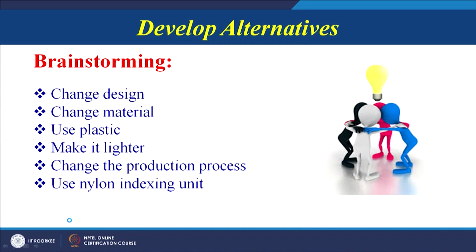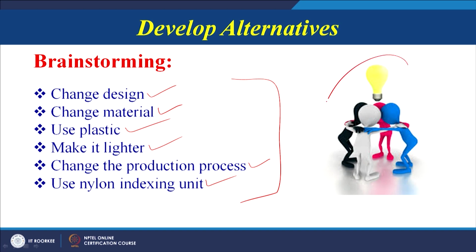So, with these brainstorming steps, we will try to develop alternatives for the situation at hand. We can change the design of the focus adjustment knob, we can change the material, instead of the metallic alloy, we can go for plastic, we can try to make it lighter. We can change the production process that is being used; as we have seen, index milling with an indexing head is used, we can use a nylon indexing unit. So, these are some of the broader areas on which we can focus, like change the design, change the material, use plastic, make it lighter. All these are the focus areas of brainstorming.